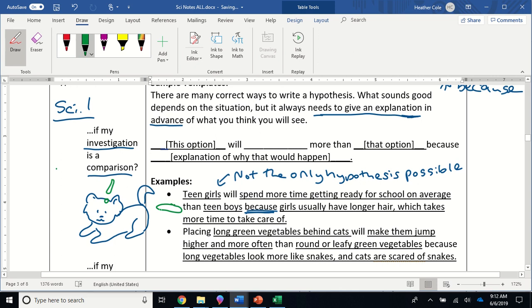So maybe you'd think about some more specifics, like maybe it jumps because this looks an awful lot like a snake. So if you thought that, then maybe you would come up with a hypothesis that if you put out, instead of a cucumber, a head of lettuce, then I don't think that the cat would jump, because this one looks like a snake, this one doesn't. So then your hypothesis would be that placing long green vegetables behind cats will make them jump higher and more often than round or leafy green vegetables, because long vegetables look more like snakes and cats are scared of snakes. So we've explained really in detail why we think that the long green vegetables are scarier than the round or leafy green vegetables. So again, if you've got a comparison and you're comparing two things, like in this case, the long or the not long vegetables, then you're going to say this is more than that because why?